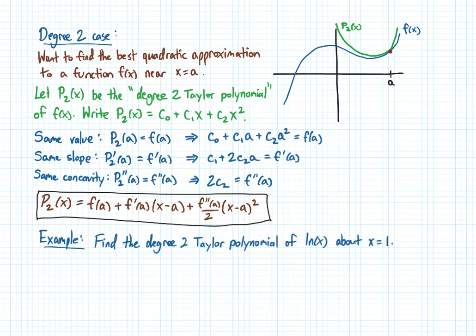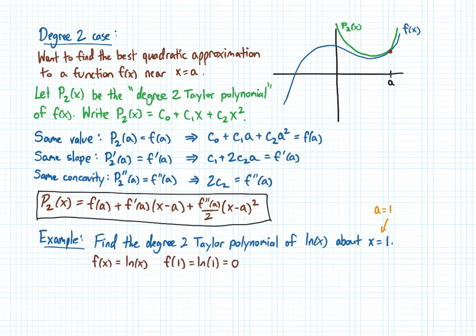Okay, so here's an example where we use this formula. Let's say we want to find the degree 2 Taylor polynomial of ln of x about x equals 1. So first of all, when the question is saying that you're supposed to find the Taylor polynomial about x equals 1, that means that the a value in the formula is 1. And so to find the Taylor polynomial, you'll want to compute f of a, f prime of a, and f double prime of a, and then plug all of that into the formula.